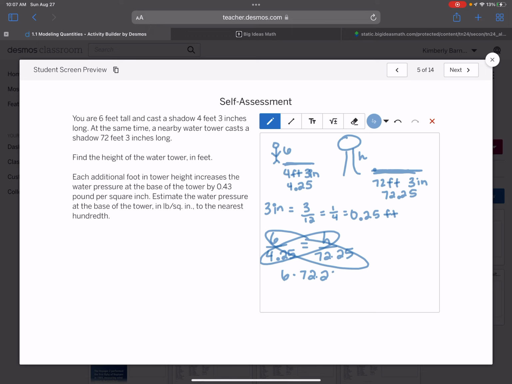So 6 times 72.25 equals 4.25 h. 6 times 72.25 is 433.5. And then we divide both sides by 4.25, sorry. And we find that h equals 102. So the water tower is 102 feet.